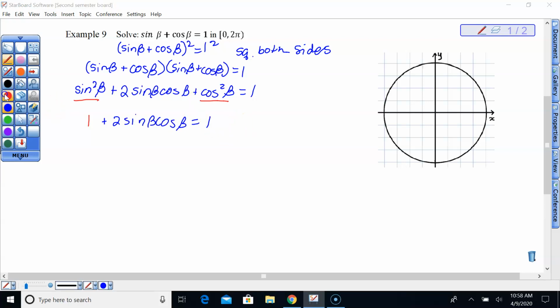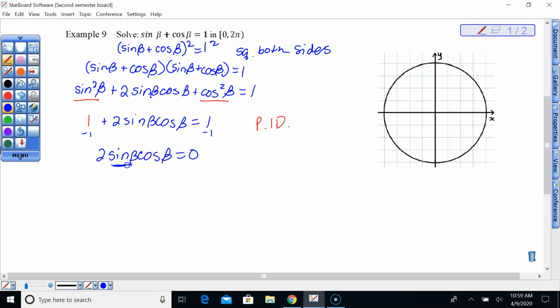And what did we do there? We used a Pythagorean identity substitution. Again, we used a substitution, which means an identity substitution, so we're going to have to check our solutions. So I'll subtract 1 from both sides, and we get 2 sine beta cosine beta equals 0. And here we just have three factors here, 2 times sine beta times cosine beta equals 0.